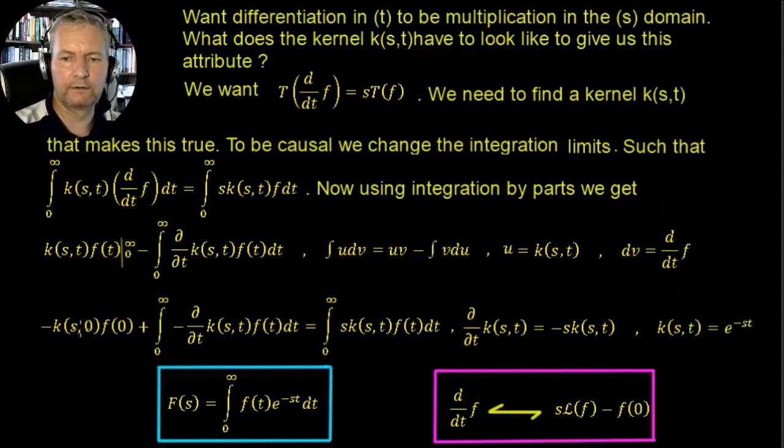Now the k of s0 is just e to the minus st, so whenever t is 0, that's just going to be a value of 1. So it's just going to be 1 times f of 0, which is just f of 0. So finally, we could say that our Laplace transform pair for the differentiation would be when we differentiate a function with respect to time in the time domain, it's equivalent to multiplying the Laplace transform of the original function by s, minus the initial condition f of 0.